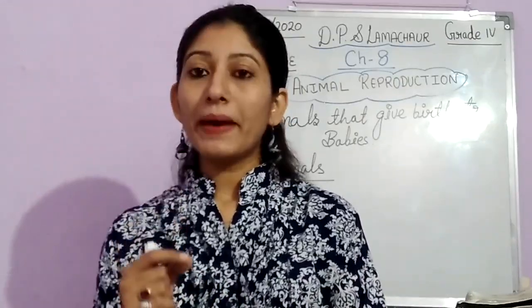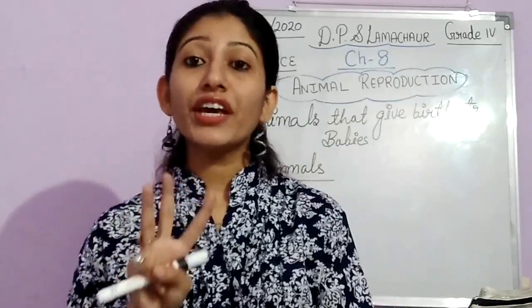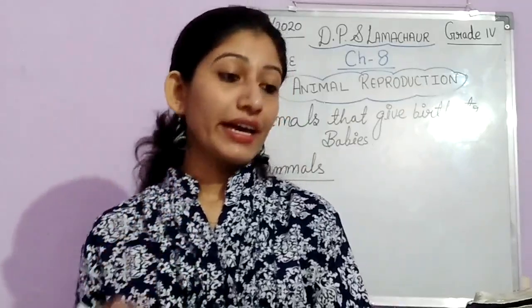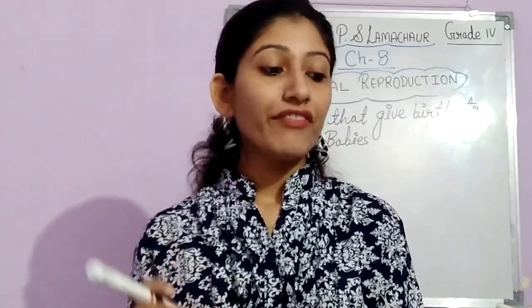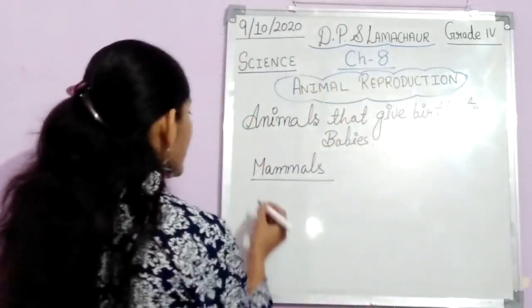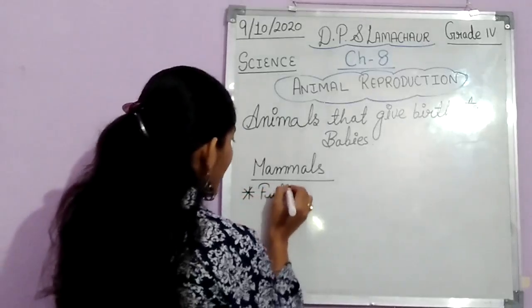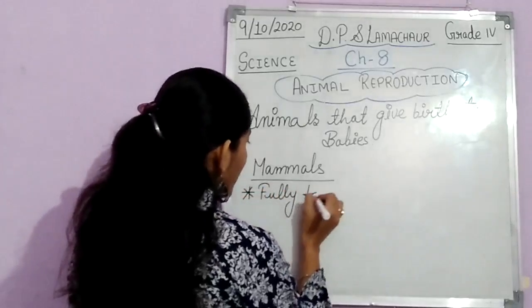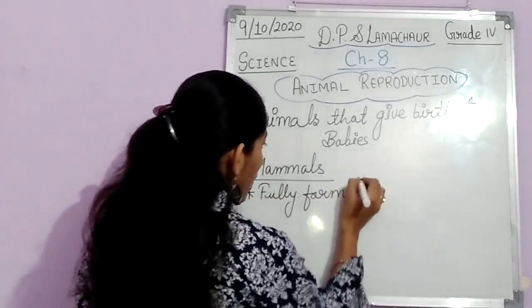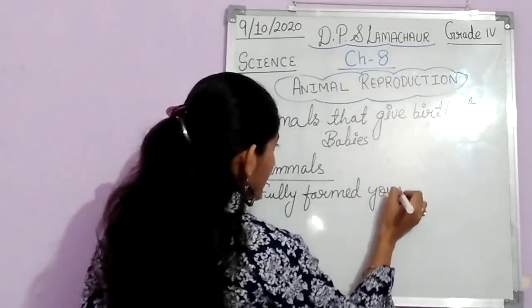There are 3 important features of reproduction in mammals. अब mammals में reproduction के 3 important features हैं. क्या क्या हैं? They are as follows. Most mammals give birth to fully formed young ones, as I have told you. तो इसको हम क्या कह सकते हैं? मैमल्स में सबसे इंपॉर्टेंट पॉइंट हो गया fully formed young ones.